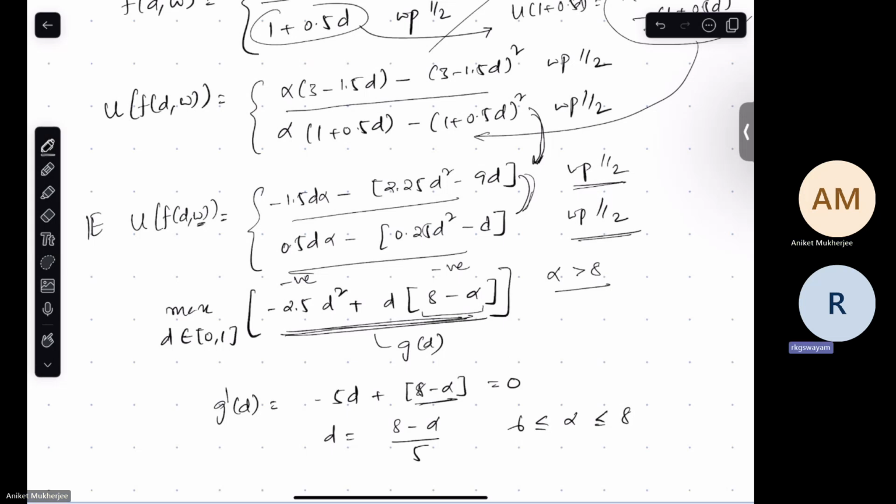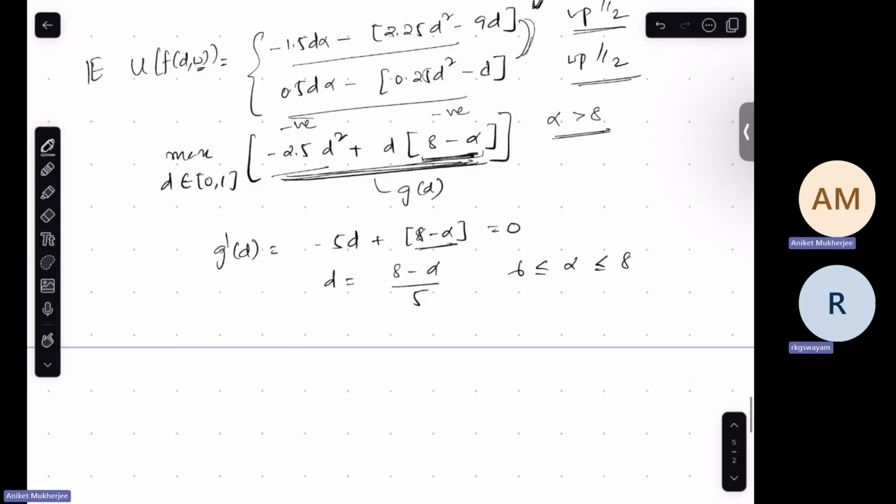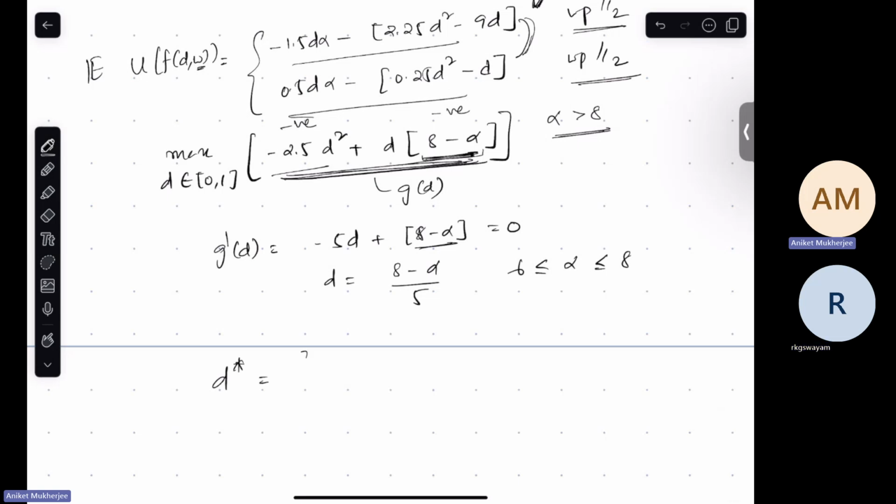From this, you can see that if alpha is greater than 8, then this term is also negative, this term is also negative. The best decision you can take is d equal to 0. If alpha is less than 8 but greater than 6, then you have to play around with d. So your optimal decision would be 8 minus alpha by 5 if 6 is less than or equal to alpha less than or equal to 8, and 0 if alpha is greater than 8. This would be your optimal decision.